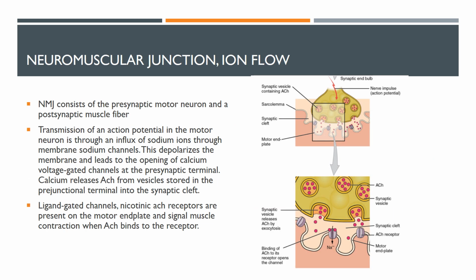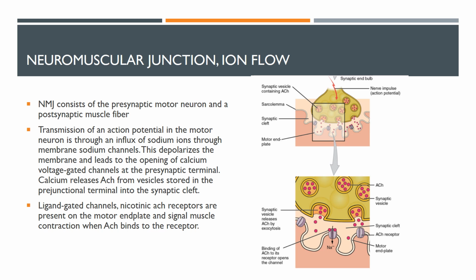Neuromuscular junction ion flow is extremely important for muscle contraction. Synaptic transmission at the neuromuscular junction begins when an action potential reaches the presynaptic terminal of a motor neuron. This then activates voltage-gated calcium channels and allows calcium ions to enter the neuron. Calcium ions then bind to sensor proteins on the synaptic vesicles, which triggers the vesicle fusion with the cell membrane and subsequent neurotransmitter release from the motor neuron into the synaptic cleft.